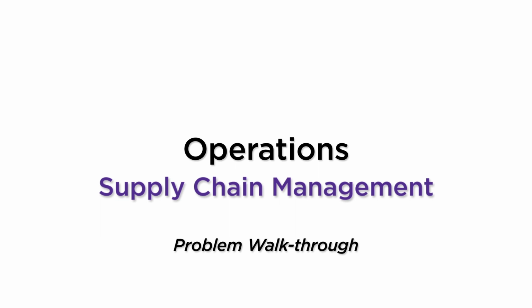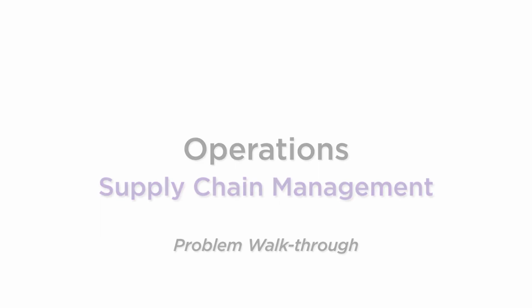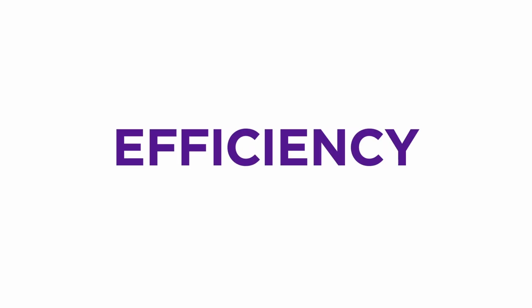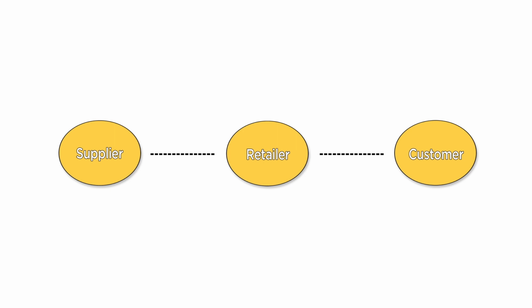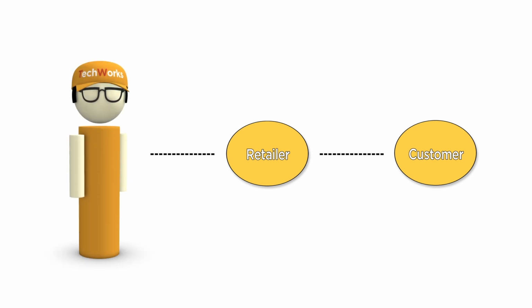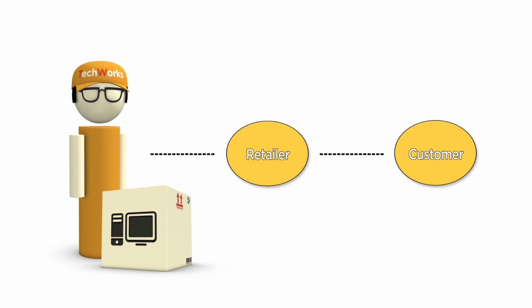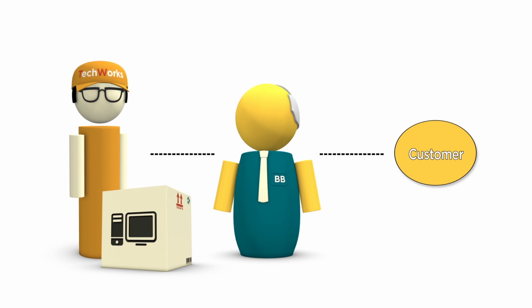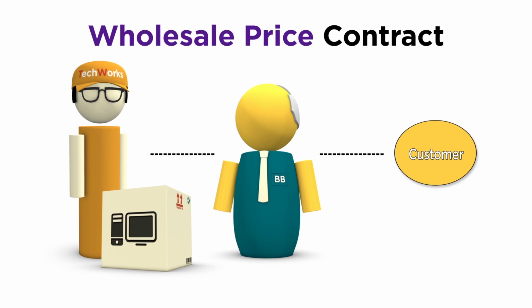To illustrate how supply chain contracts can be used to determine order quantity and evaluate the supply chain efficiency, let's look at the basic supply chain. Susan is a manager at TechWorks and supplies computers to a big box retail store. Susan offers to sell computers to John, the manager of Big Box, under a wholesale price contract.